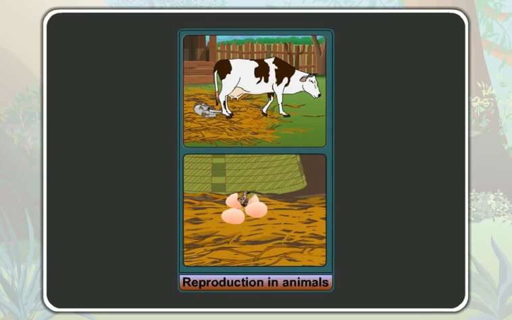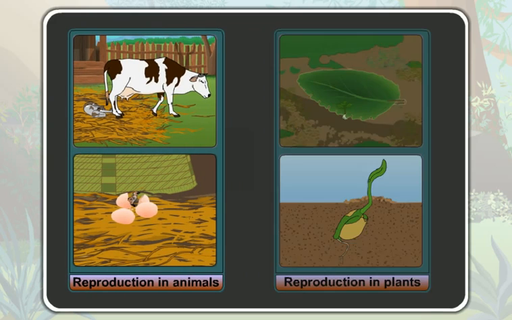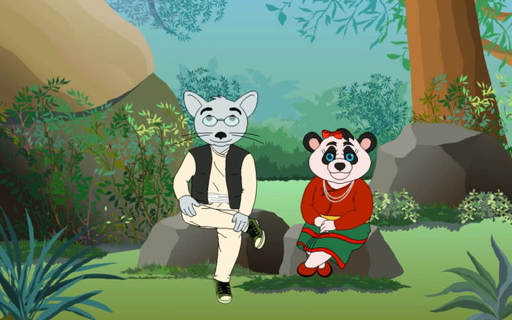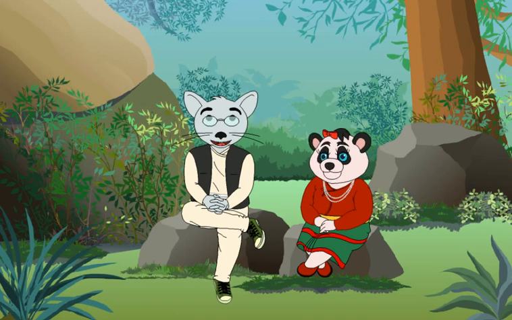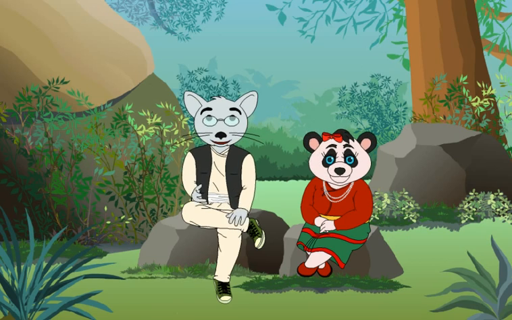Like animals reproducing in different ways, plants too reproduce in different ways. Now let us discuss the different ways in which plants reproduce their babies.